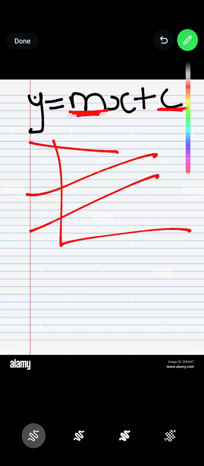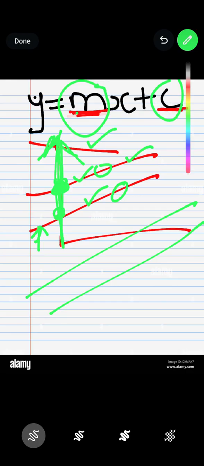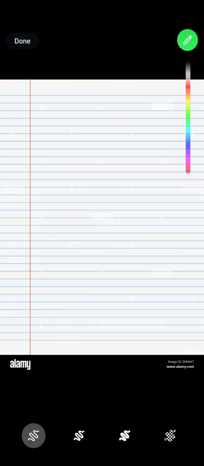This line and this line, they have different gradients because the way they are oriented in space are different. They are bent in a different way. But this one and this one have the same gradient because they all go like this. The only difference between this line and this line is that this one is cutting the y-axis here and this one is cutting the y-axis here. So the only difference is the y-intercept. So the m tells us how it is oriented in space, the gradient. The c tells us where it's cutting the y-axis. So any line, so long as you know the m and the c, then you can write the equation of that line.